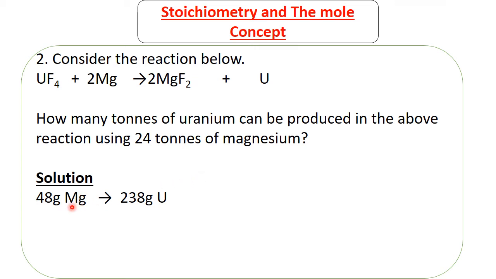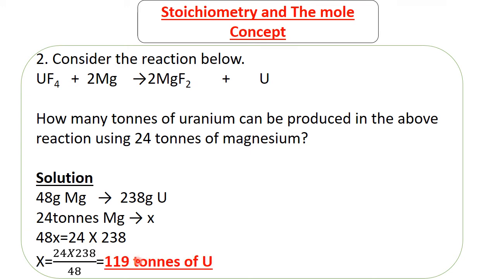With that being said, the question says, how many tons of uranium can be produced in the above reaction using 24 tons of magnesium? So they're asking, what if we have 24 tons of magnesium? How many tons of uranium are going to be produced? Again, cross multiply. 48 times x, we're going to have 48x = 24 times 238. Then we can divide both sides by 48 so that we have x. When we do the division, we're going to get 119 tons of uranium.